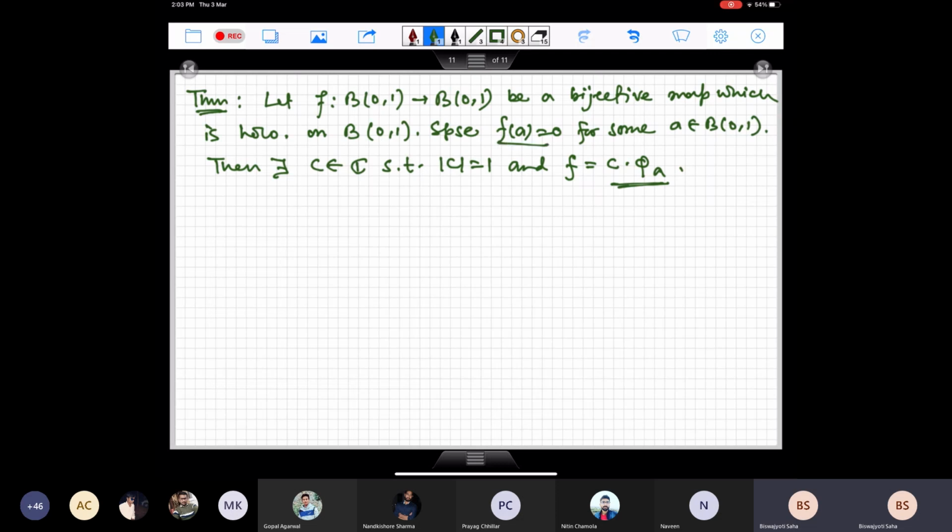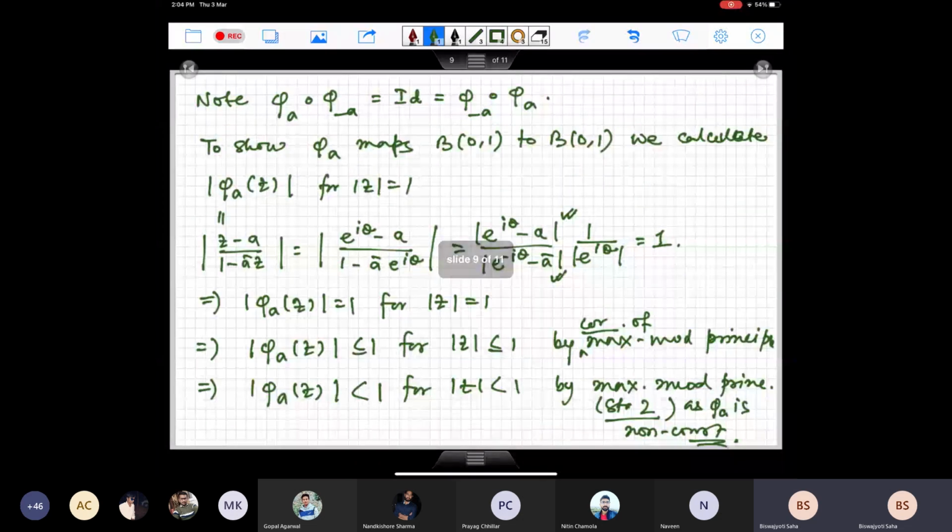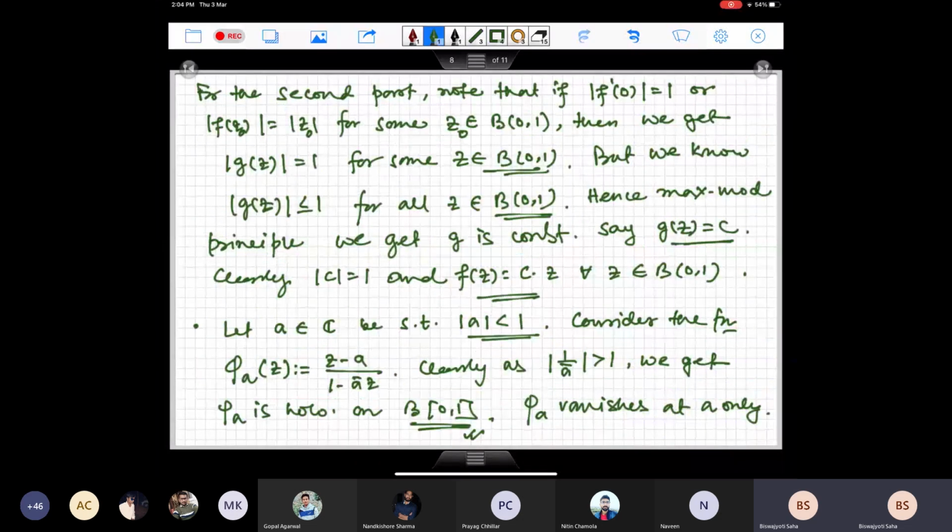So if the zero is at A, then what we are saying is that our function looks like nothing but some constant times phi of A, where this constant has unit modulus. And what is phi of A? Phi of A is this function, which I had defined in the last class. Phi of A of Z is (Z minus A) divided by (1 minus A bar Z).